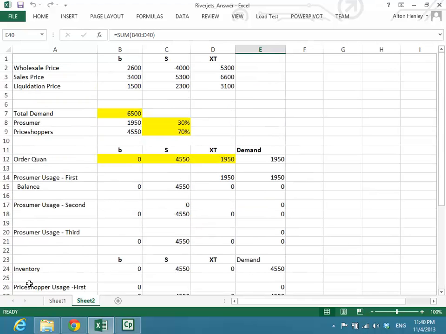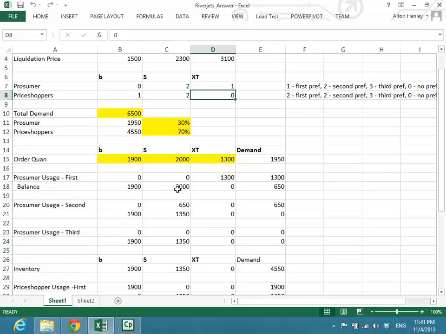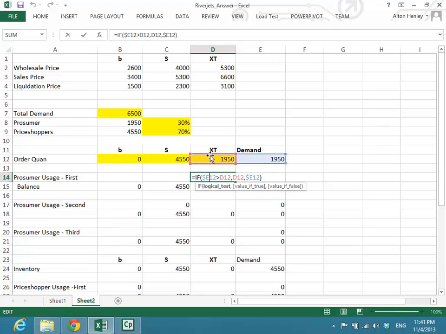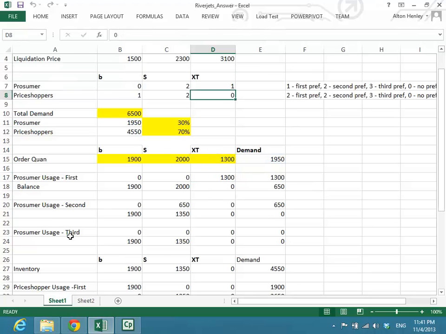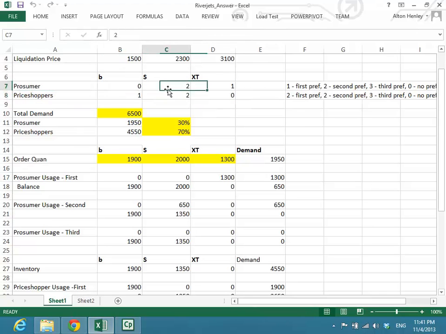Now, the bonus question was to create a parameterized model that will allow us to change what the preferences are. So what I did is I took, in this one, for instance, the first purchase was hard set to be XT. I had nothing in these cells. And the equation was one that compared the amount demanded to the amount available. What I did here is I created a new area with my preferences. If it's the first preference, it's a 1. The second preference, it's a 2. And if it was the third preference, it's a 3. But if they have no preference in that they won't buy it, it's a 0.